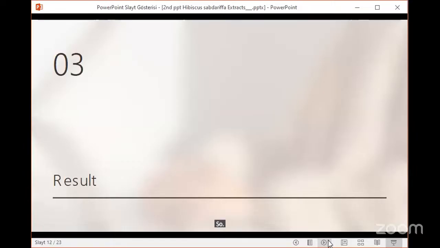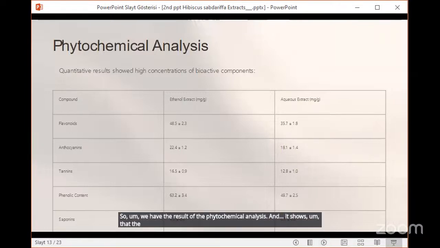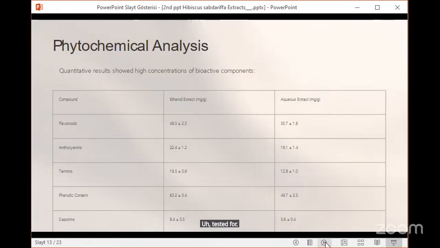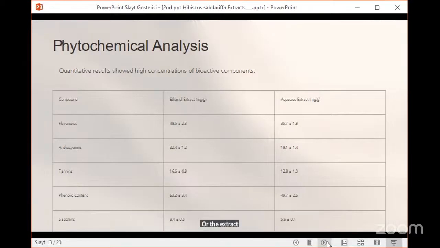So we have the result of the phytochemical analysis, and it shows that the ethanolic extract showed higher concentration of the phytochemicals tested for. The aqueous extract, even though it contained all the phytochemicals, showed a lower concentration in relation to the ethanolic extract, meaning that the ethanolic method served as a better extraction method for the extract. Next slide.